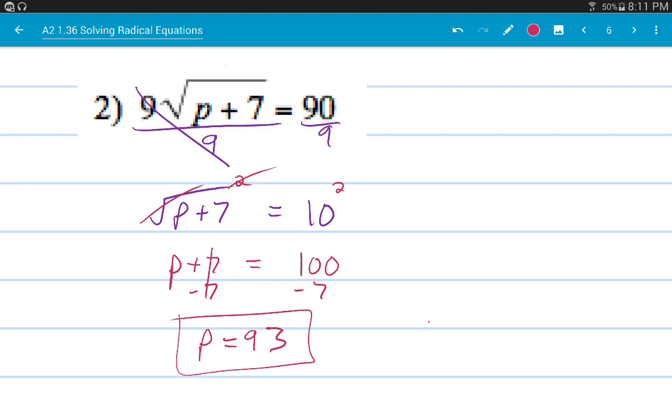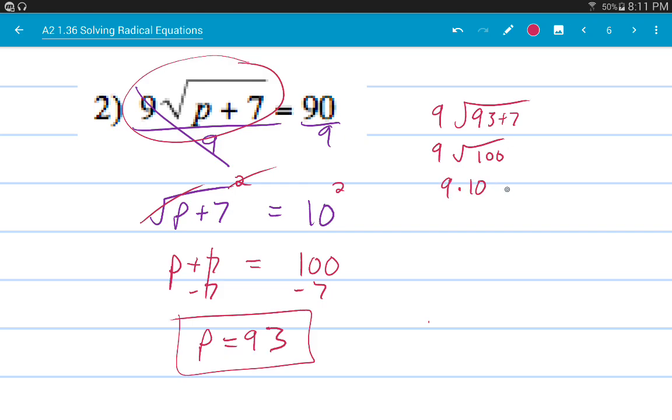Now if I plug back in here, 93 plus 7 is 100. So I'm just doing the left-hand side, seeing if it's equal to 90. So let's see, the square root of 100 is 10, so 9 times 10 is 90. That's what we started with. That checks out. That was supposed to be a check mark, not a W.